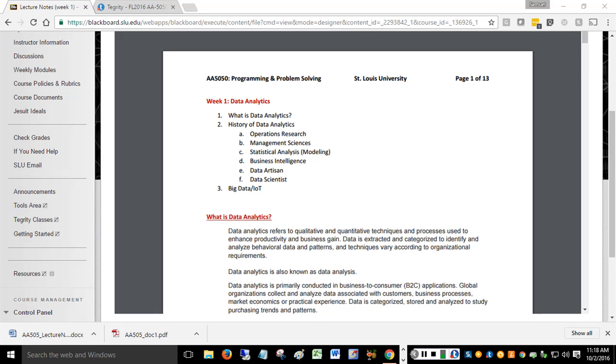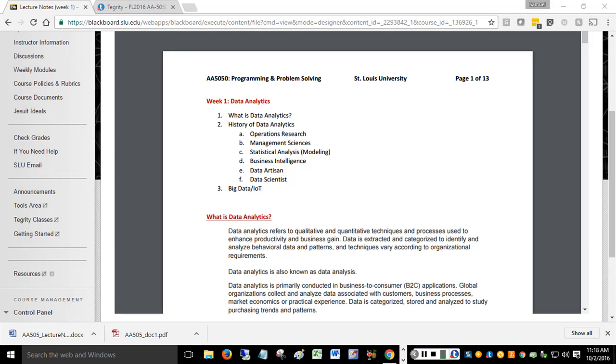Week one's topic is data analytics. A high level overview of this would include three major points. What is data analytics? The history of data analytics, and then newest topics of big data and the Internet of Things, which is denoted by IoT.